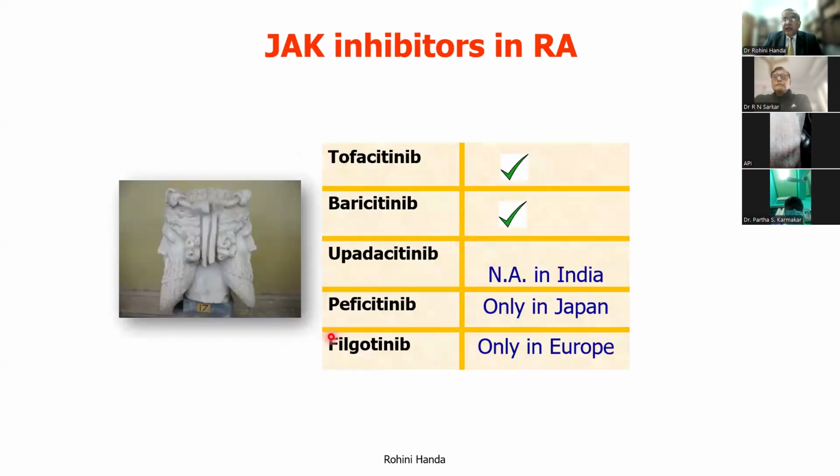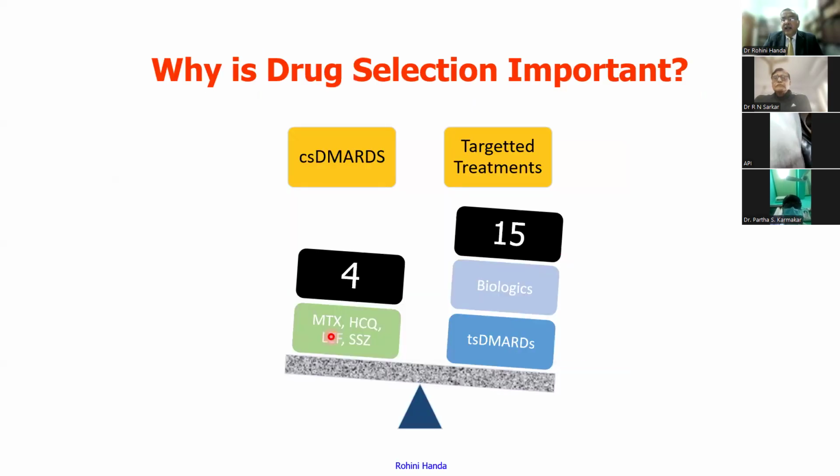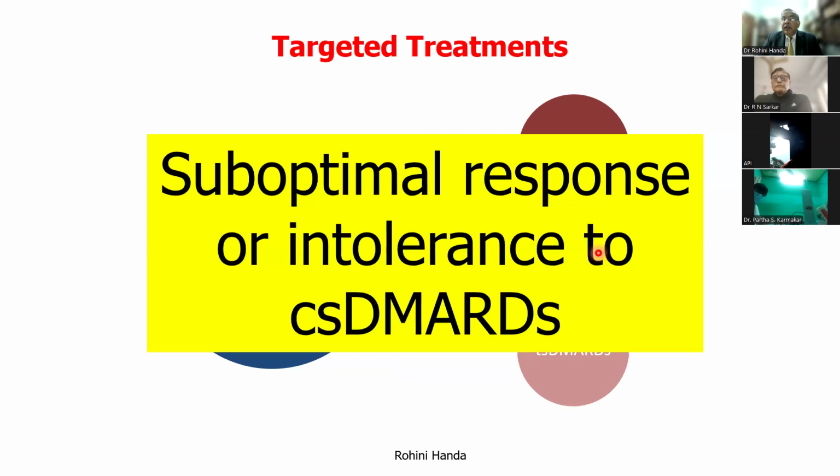JAK inhibitors, we have 5 of these agents, 2 are available in our country, and this is the reason why drug selection is important. The conventional synthetic DMARDs number 4, but if you look at targeted treatments, the biologicals and the JAK inhibitors, you have 15, and you need to identify which drug for whom. Should you use tofacitinib for all persons or biologicals for all persons? And the answer is no.